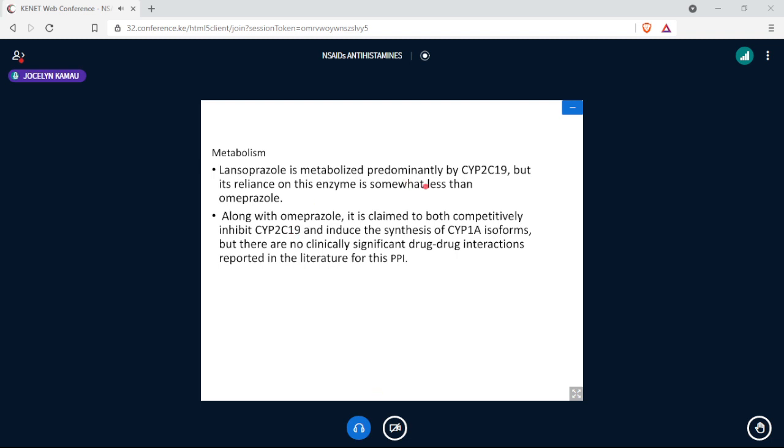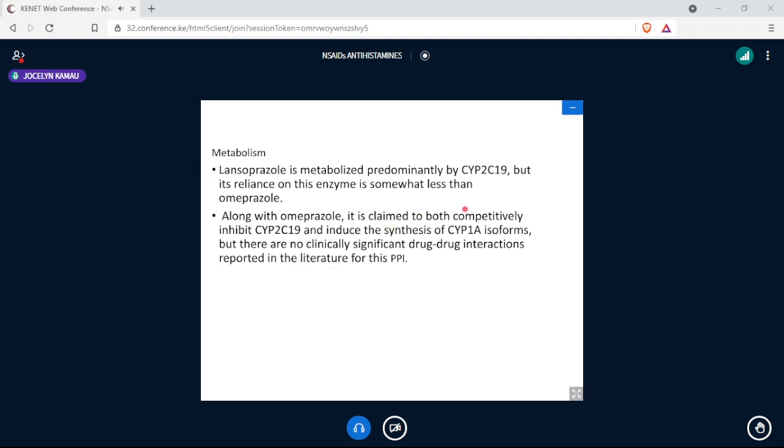Lansoprazole is metabolized predominantly again by cytochrome 2C19, but its reliance on the enzyme is somewhat less than that of omeprazole. Omeprazole is one of the drugs that heavily relies on cytochrome 2C19, and that's why we said there can be polymorphism. We also talked about drug interaction because of its high reliance on cytochrome 2C19, because cytochrome 2C19 also metabolizes many other drugs. Along with omeprazole, it is claimed to both competitively inhibit cytochrome 2C19 and induce the synthesis of cytochrome 1A isoforms, but there are no clinically significant drug-drug interactions reported in the literature for lansoprazole.